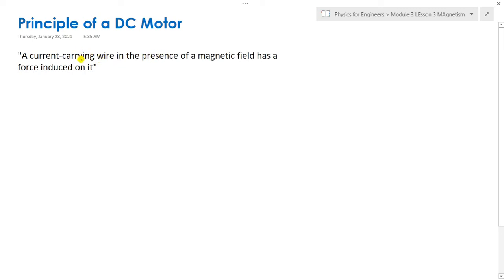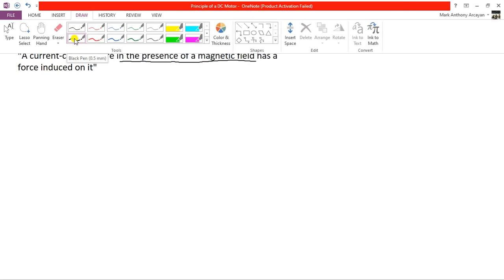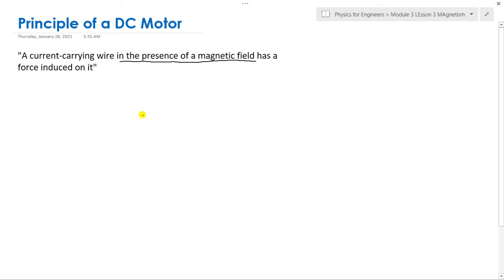Here, ang current carrying wire, naay siyay magnetic field. Gibutang pa siya sa area nga naay magnetic field, because this is in the presence of a magnetic field. Now, naay force nga ma-produce. Meaning, mudagan siya. Okay? So, if we're going to visualize that one, actually, ang best example ani is ang maglev. So, naka-familiar ba mo sa maglev?